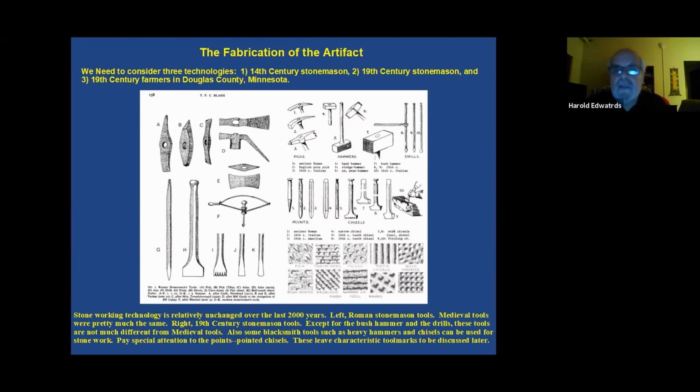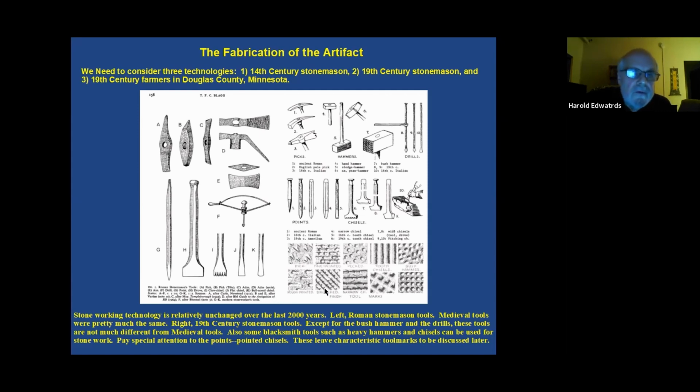I want to look at the construction of the artifact. And we need to consider three kinds of technologies: 14th century stonemason, 19th century stonemason, and 19th century farmers. The illustration on the left are Roman tools. And the illustration on the right are 19th century American stonemason tools. Medieval tools would have been pretty much like the Roman tools.